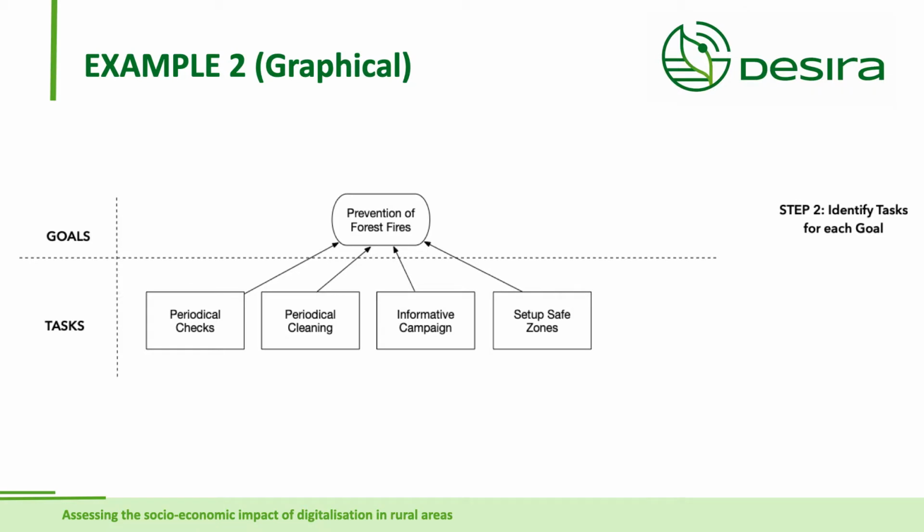To support this activity, you can use this diagram, in which a goal is associated to the tasks. Here the tasks are associated to intuitive names like periodical checks, periodical cleaning, informative campaign, and setup of safe zones.